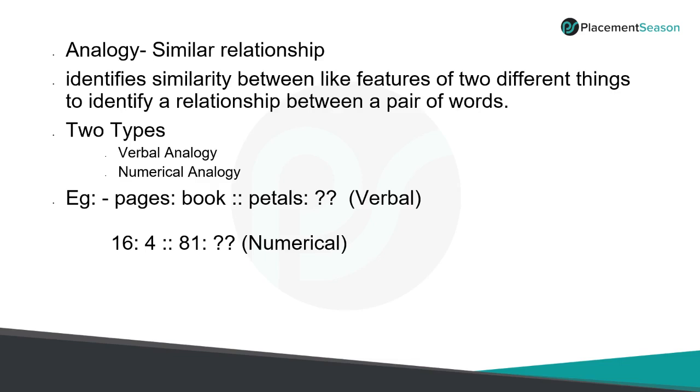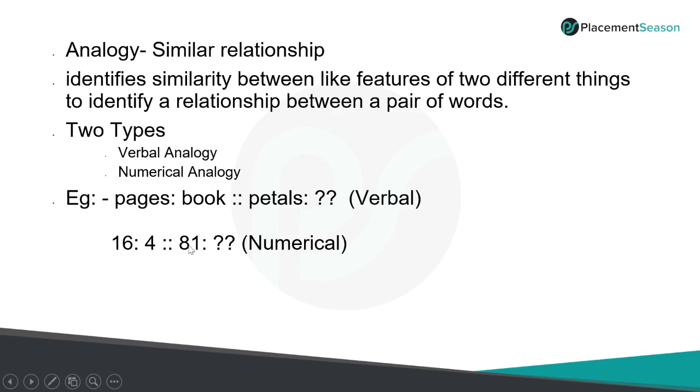So in verbal analogy, let's go to the first example displayed here. That is pages to books and petals to what? So from the first term we get pages and books. It is clear that many pages together make a book, and petals together make what? So we know petals together make a flower. So the answer is a flower.